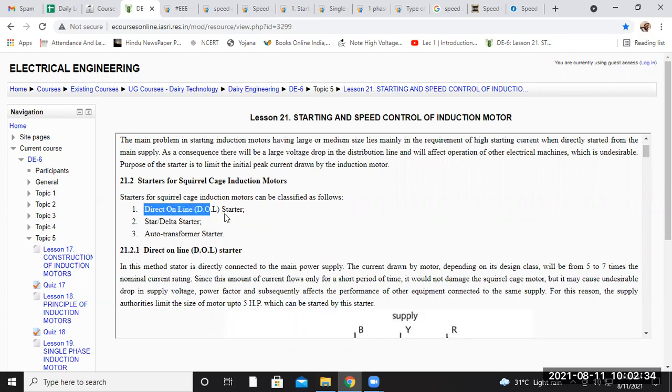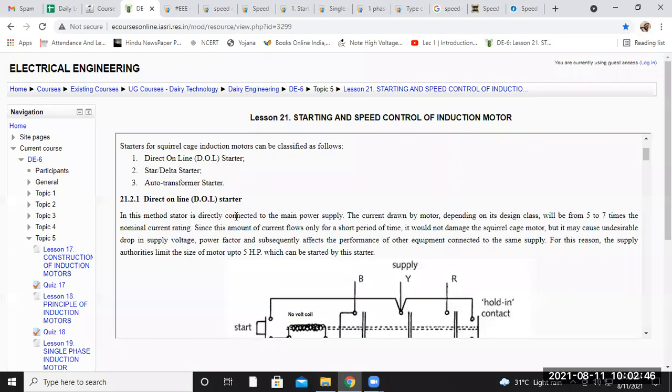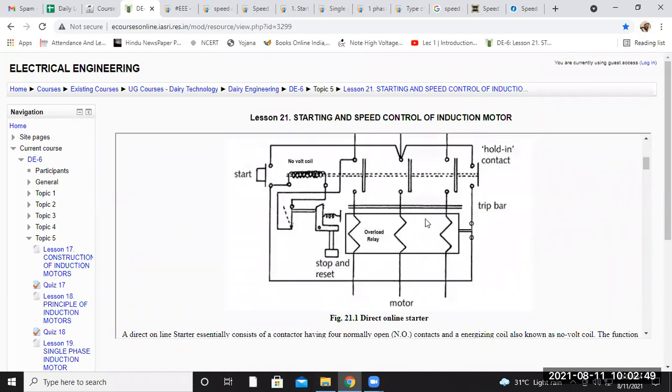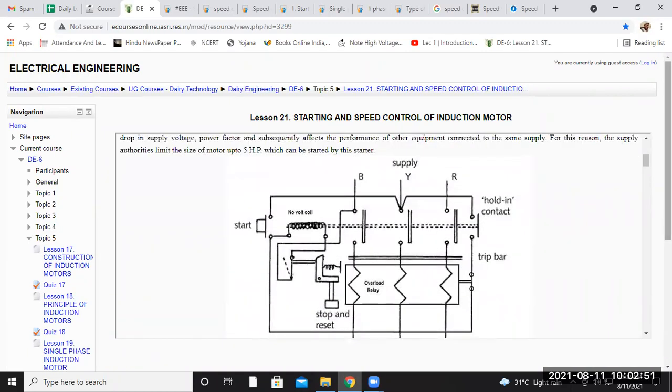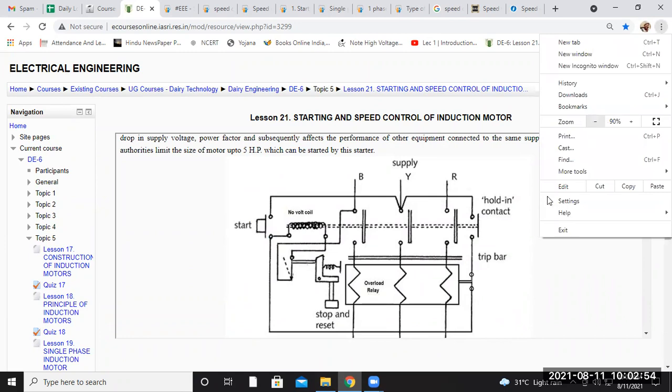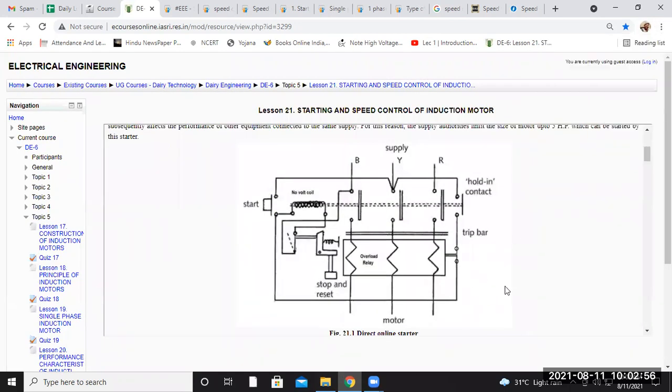The starters for the squirrel cage induction motor are these: first one is the direct online starter method, then the star delta starter method, then the auto transformer starter. So these are three methods through which we can start the induction motor. The direct online starter has already been discussed. The diagram of the direct online starter is this. You can take the screenshot of this direct online starting method. Some points are there for the direct online starting method. I will show you shortly.